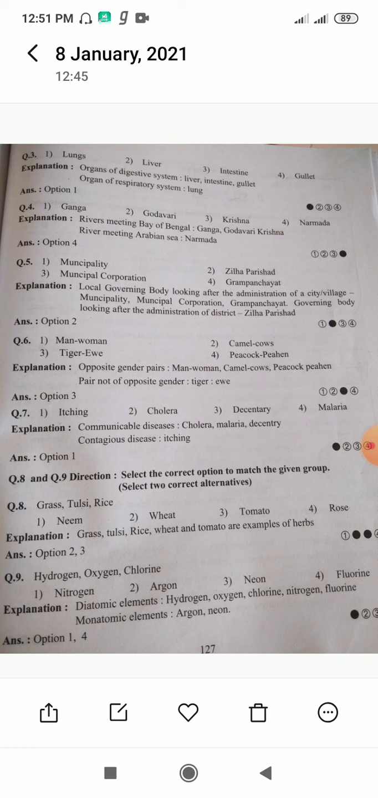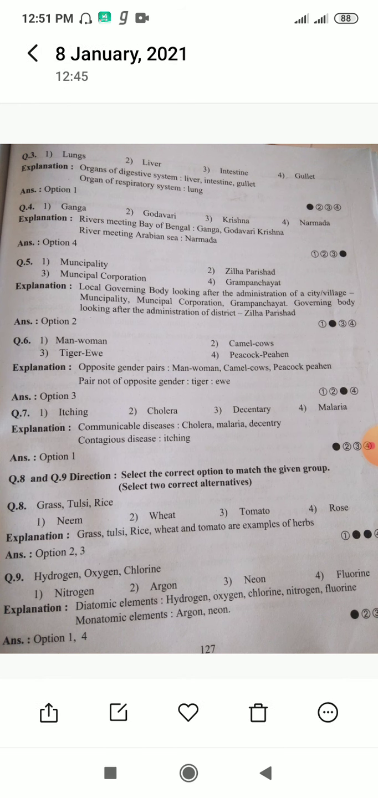Then question number 5: municipality, Zilla Parishad, municipal corporation and Gram Panchayat. The municipality, municipal corporation and Gram Panchayat are local governing bodies, but the Zilla Parishad works under the administration of the district. That's why this is the different word from the given options.